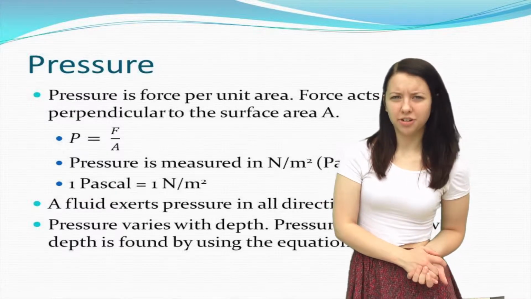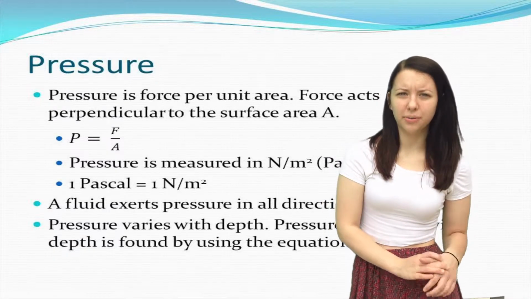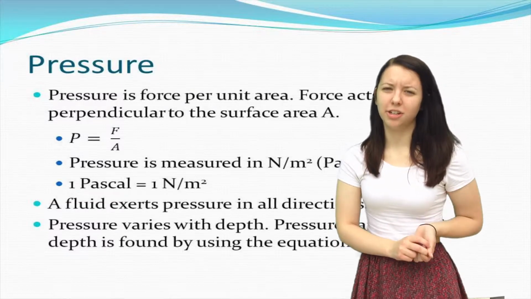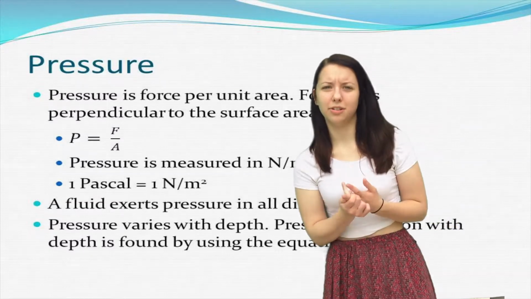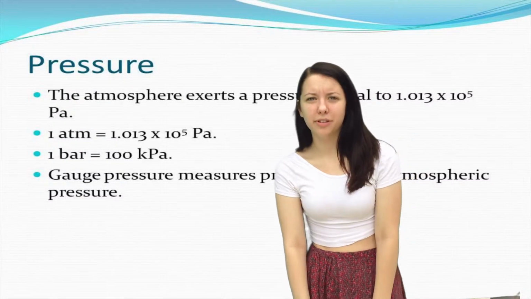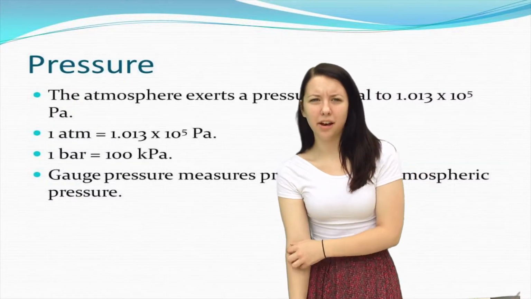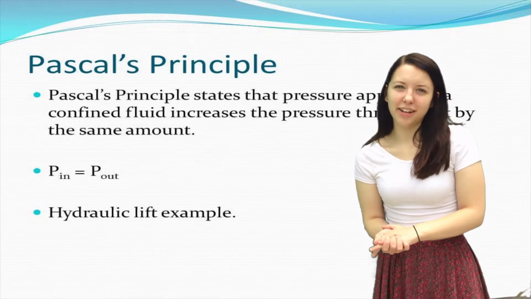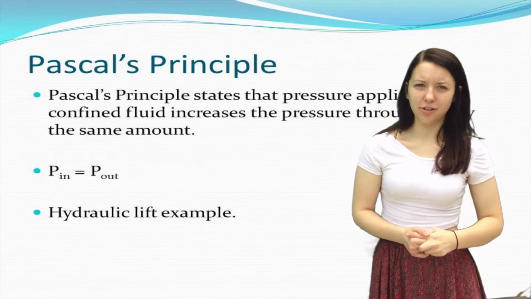A fluid exerts pressure in all directions, and pressure varies with depth. Pressure variation with depth is found by using the equation pressure equals rho times gravity times h. The atmosphere exerts a pressure equal to 1.013 times 10 to the 5th pascals, and gauge pressure measures pressure above atmospheric pressure.